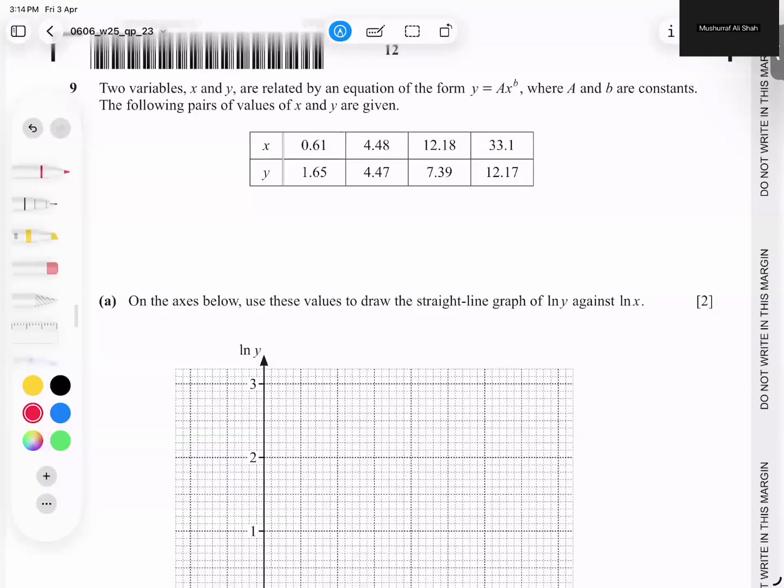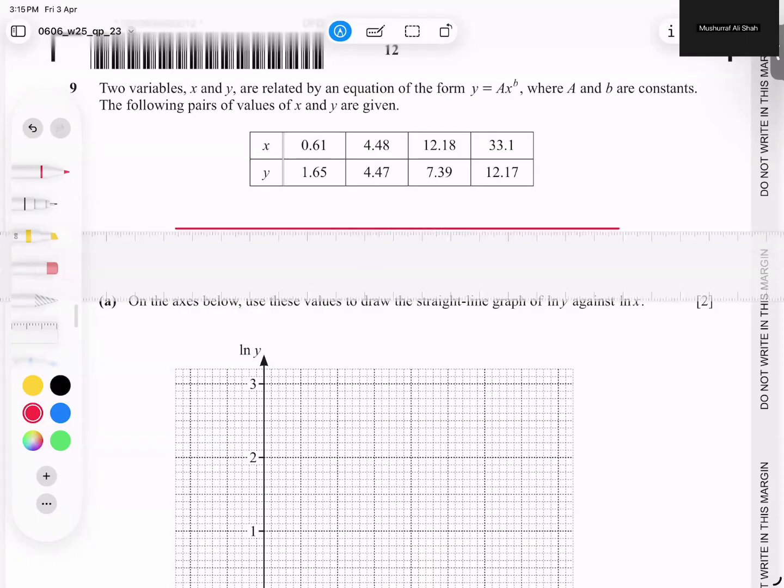Question number 9, we have, students, two variables x and y related in such a way with this formula. And he has given us this table, but student, look down, ln y against ln x. So it means we are bound to make two values. Check it.